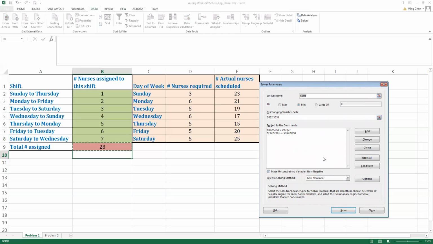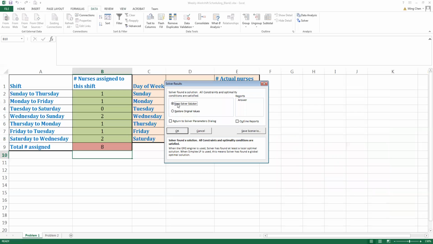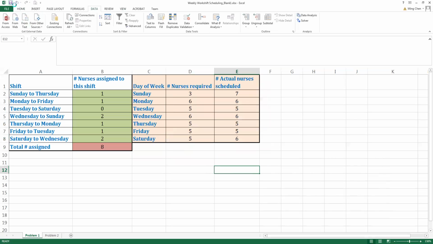Okay. Now we're pretty much ready to solve the problem. So how do we solve it? Before we click solve, we want to make sure, as I said, in all the problems here, we only use one solving method, which is simplex LP. So pick simplex LP, and then click solve. You see, Solver found a solution. All the constraints are met. We want to keep the solution, so we click OK. So that is our solution.